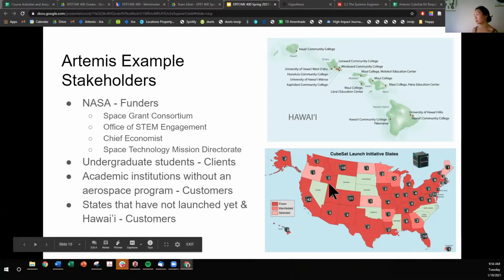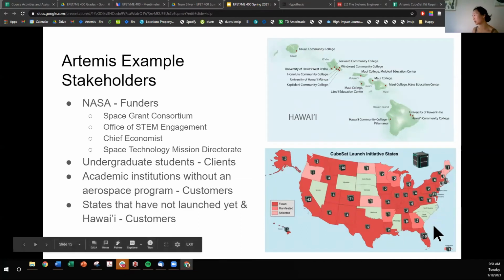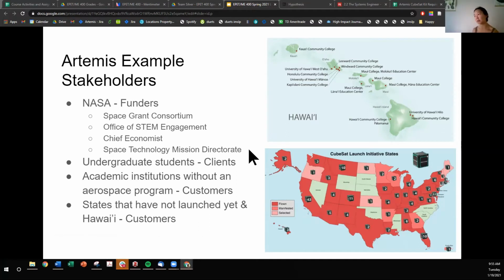The green states are those that haven't launched a CubeSat before, so we wanted to specifically target those states, and the light red states that have been selected but haven't flown yet either. And also the Space Technology Mission Directorate had interest because they wanted to have a technology platform that was streamlined, that you could easily add payloads to and just send it into space for a tech demo or space heritage.